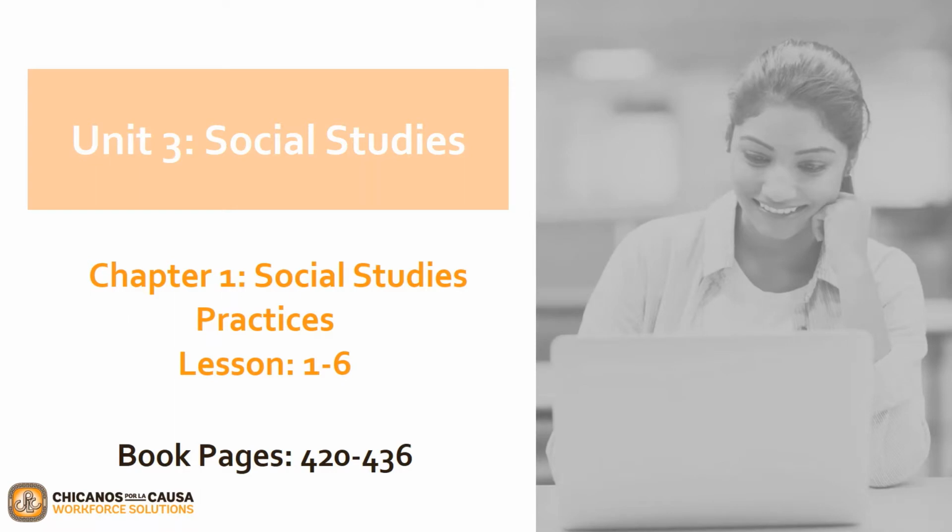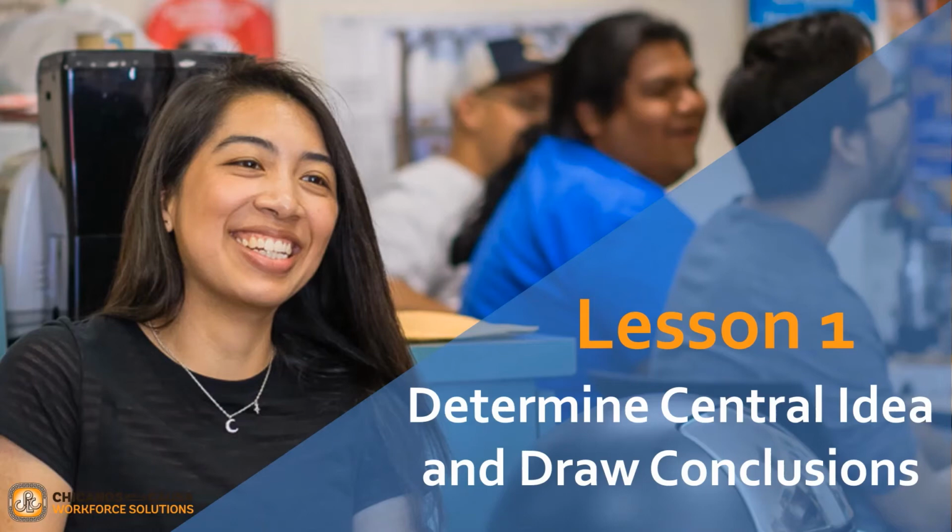Today, I will be covering Unit 3, Social Studies, Chapter 1, Social Studies Practices, Lessons 1 through 6. Chapter 1 can be found in your Kaplan book starting on page 420. Let's begin with Lesson 1. Determine central idea and draw conclusions.